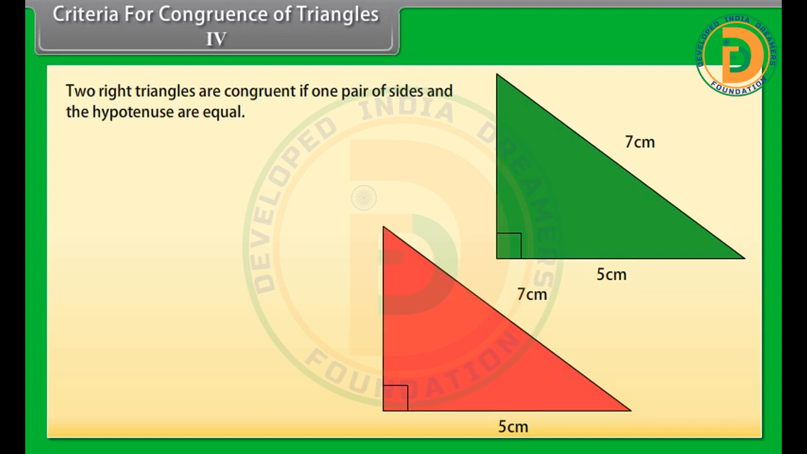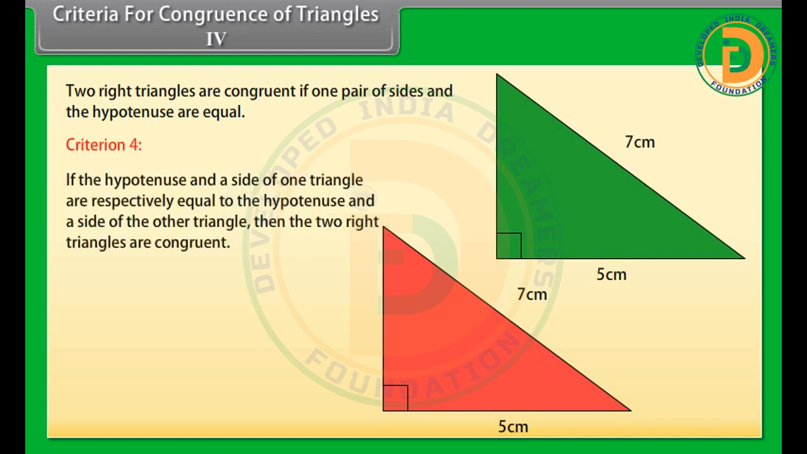This we have as Criterion 4. If the hypotenuse and the side of one triangle are respectively equal to the hypotenuse and the side of the other triangle, then 2 right triangles are congruent. This criterion is referred to as RHS, right angle hypotenuse side.